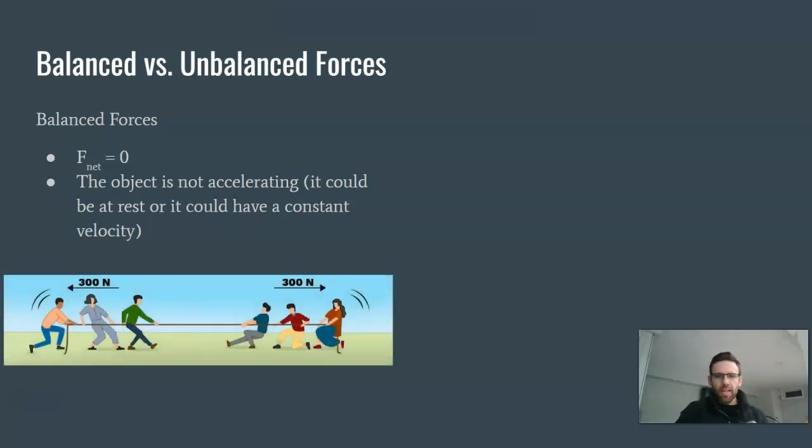And here's an example of that. If you have a tug of war and each team is pulling with the same amount of force, then your net force is zero. You have 300 in the negative direction, you have 300 in the positive direction, and so the total force, or the net force, would be zero.